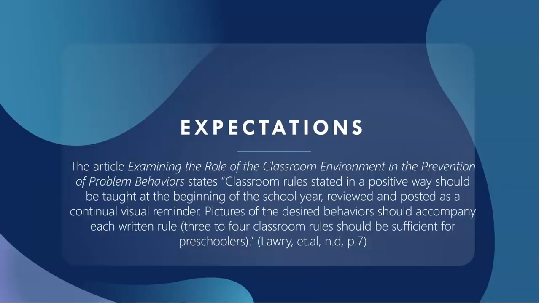Expectations. The article examining the role of classroom environment in prevention of problem behavior states classroom rules stated in a positive way should be taught by the beginning of the school year, reviewed, and posted as a continual visual reminder. Pictures of the desired behaviors should accompany each written rule. 3 to 4 classroom rules should be appropriate for preschoolers.